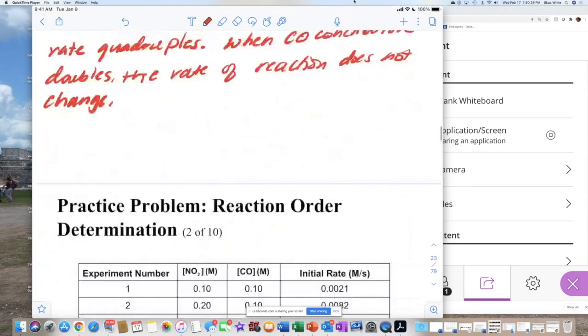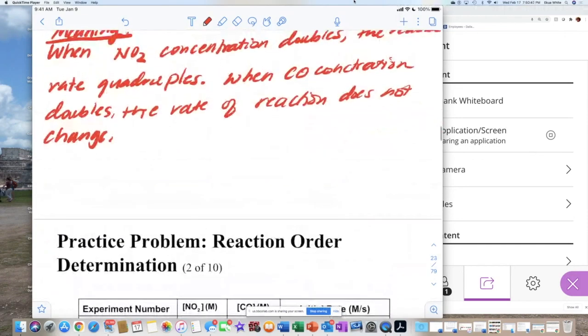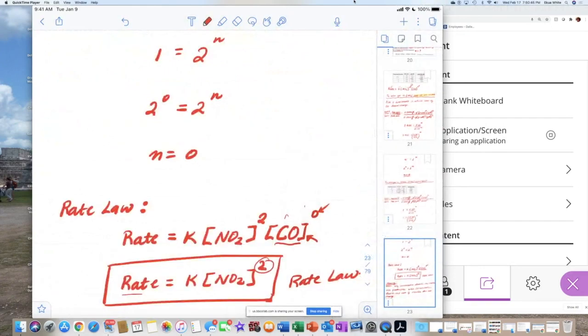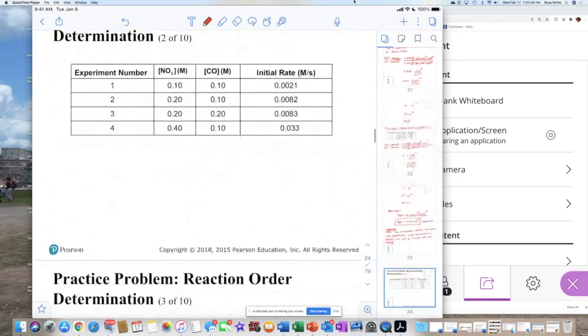Now that I've said all those words, what was the other part they wanted us to do? They wanted us to find K. And then we're done. Well, for tonight. Just for tonight, y'all. Just for tonight.